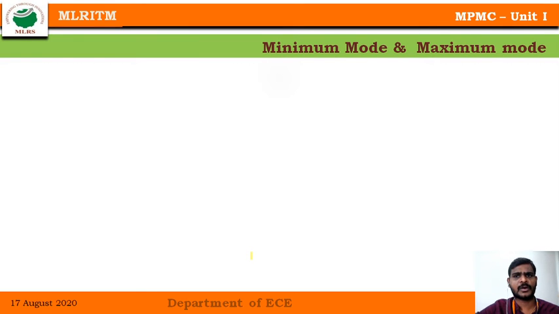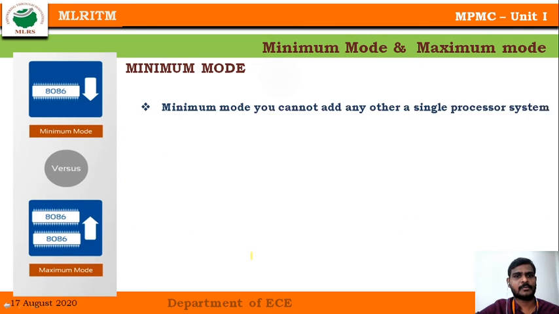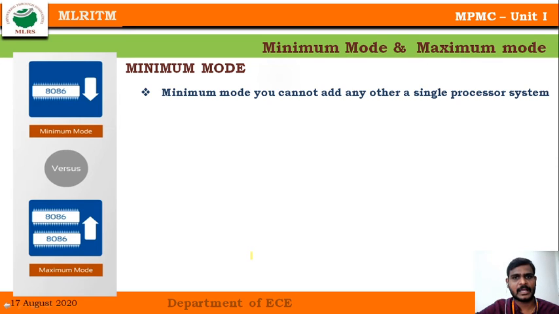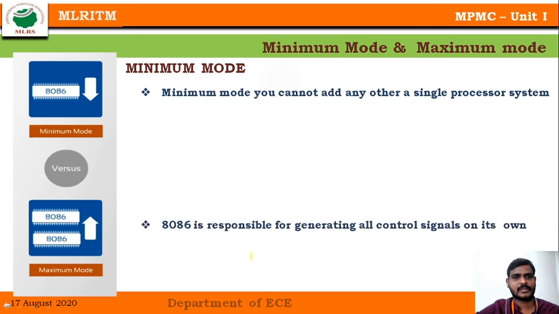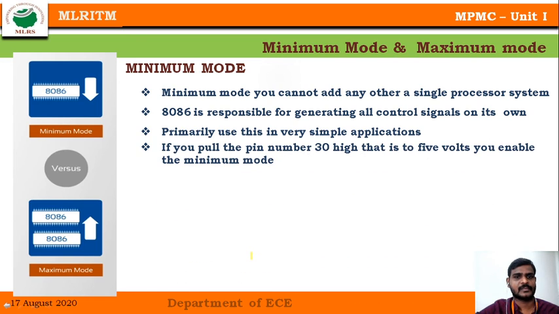Next, what is the mode of operation? As I said, it operates in two modes, minimum mode and maximum mode. Let's see what the minimum mode and maximum mode are. In the minimum mode of operation, you cannot add any other processor; it is a single processor system. The 8086 is responsible for generating all the control signals on its own in the minimum mode configuration. It is primarily used for very simple applications.